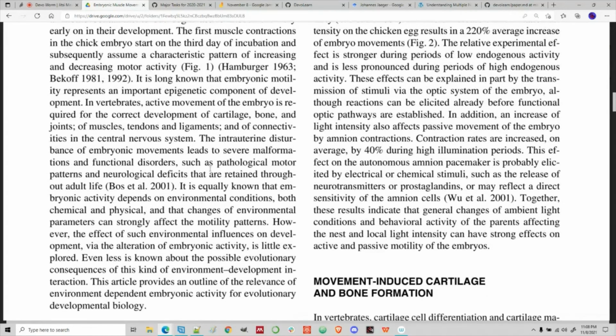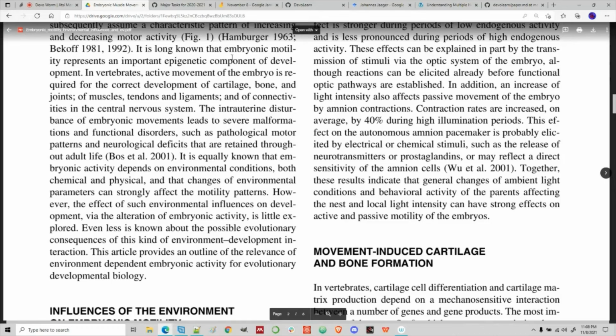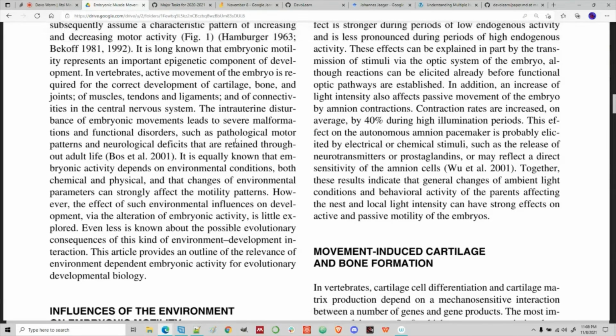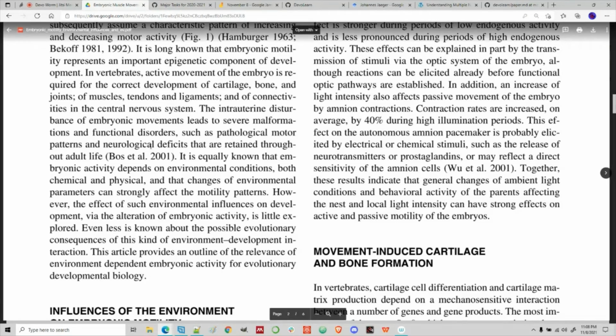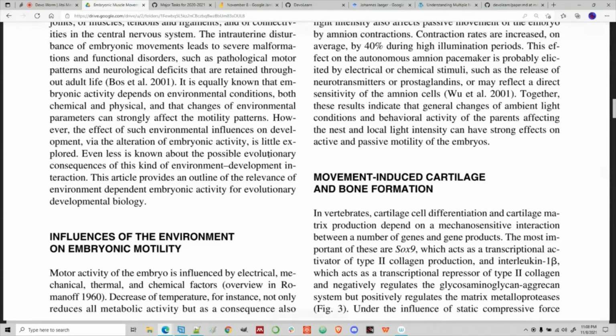So we know that this happens because we see the activity, but also when you have disturbances of embryonic movements, this can lead to severe malformation and functional disorders. This is in the form of pathological motor patterns and neurological deficits that are retained into adulthood. So this is an important thing for the development of the organism.